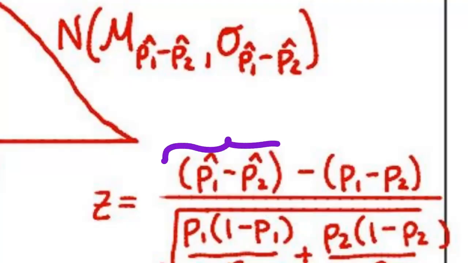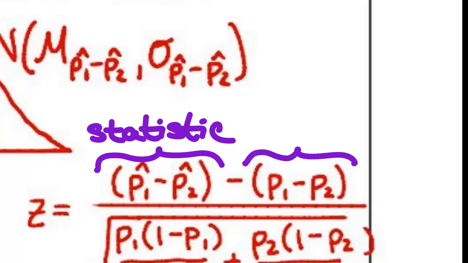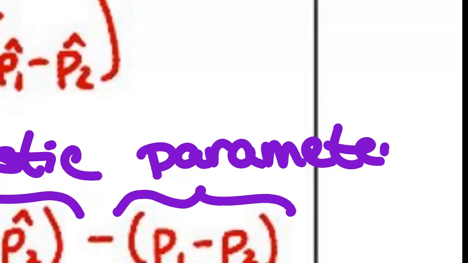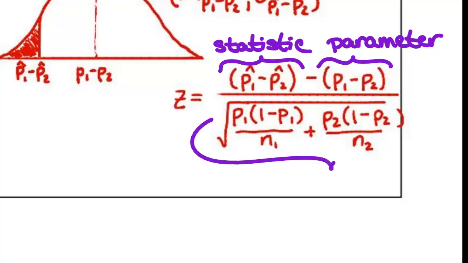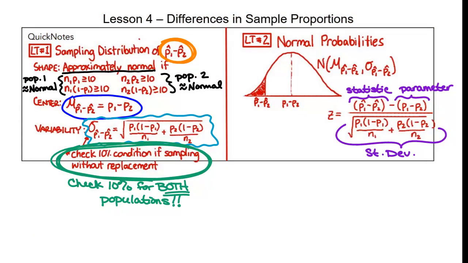To calculate a z-score, we need the statistic minus the parameter divided by, what is this thing? Standard deviation, yes. So information gathered from our sample minus the parameter, information gathered from our population, divided by the standard deviation.